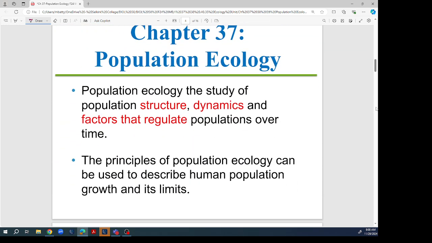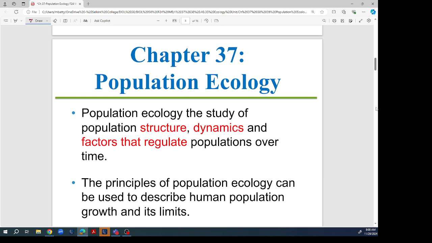So chapter 37, or population ecology, really what population ecologists do is take a look at a population of one species and look at the structure and dynamics of that population, and really try and figure out what are the factors that are regulating that population over time. So we could talk about how populations grow or shrink or stabilize, what the carrying capacity is, what the niche is.